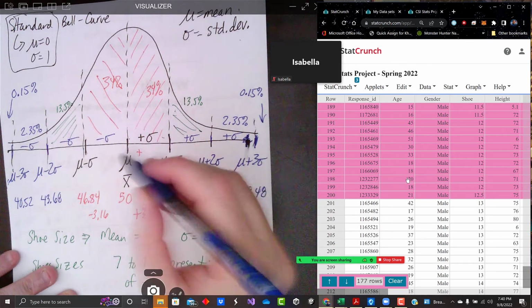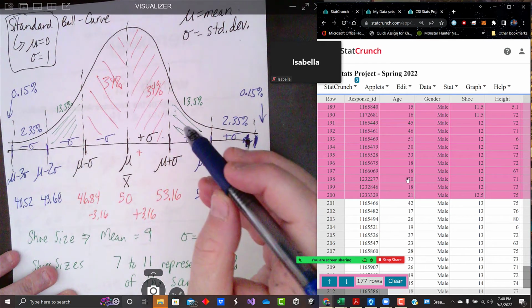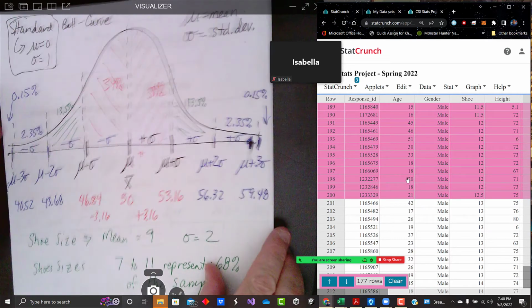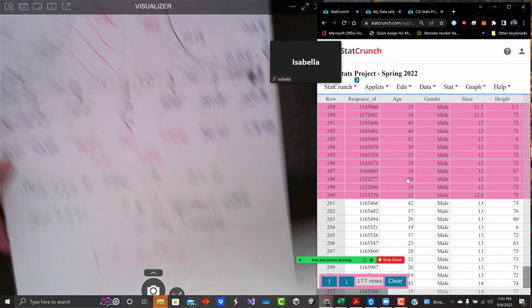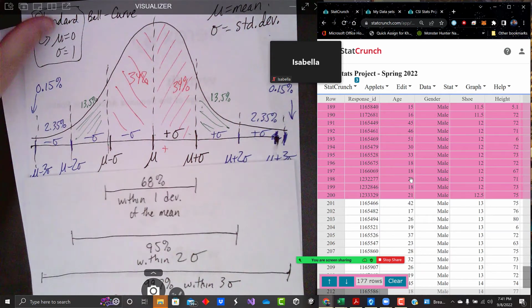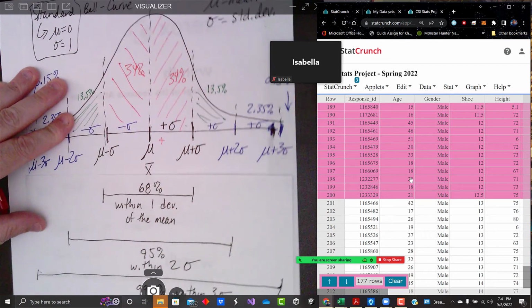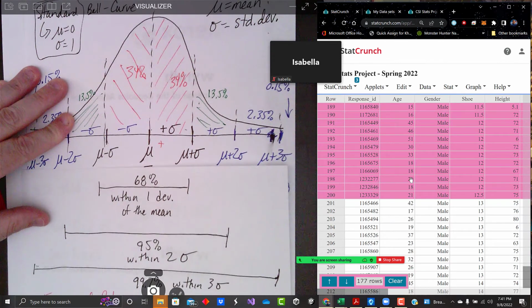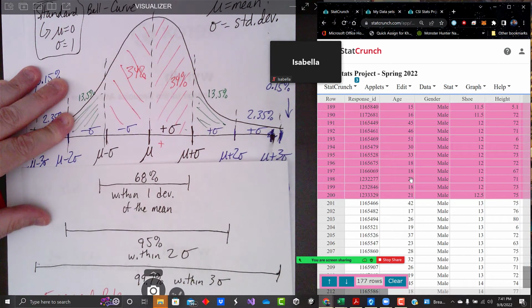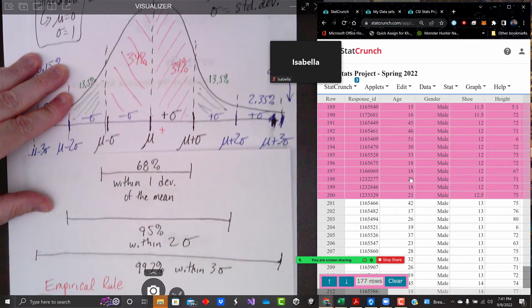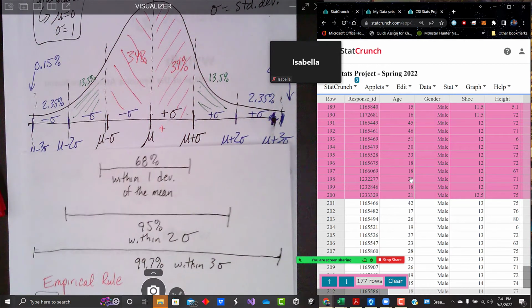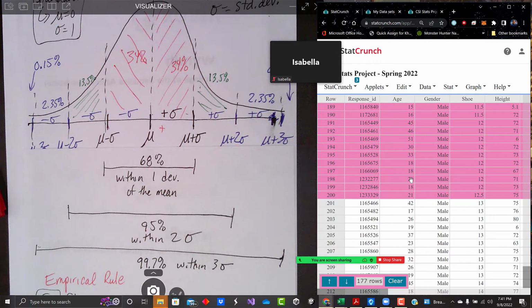I will write the values, the ranges again, right? Maybe I'll put this all on one screen. For those of you that want to take a picture, can I get it all on one screen? I guess you don't need the top of the graph. There we go. 68%, 95%, 99.7%.